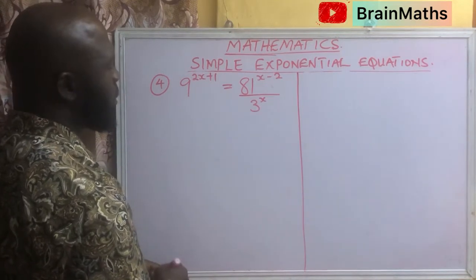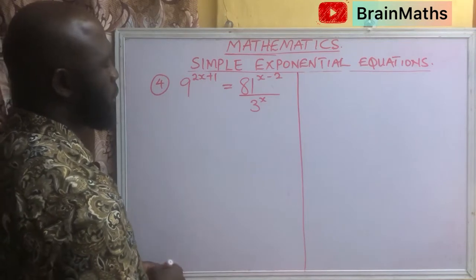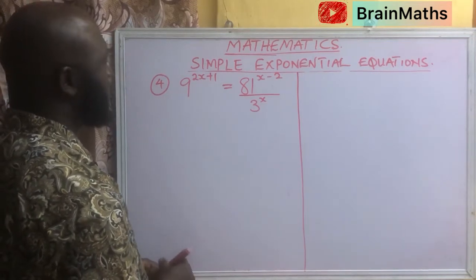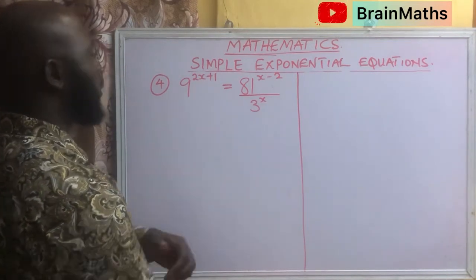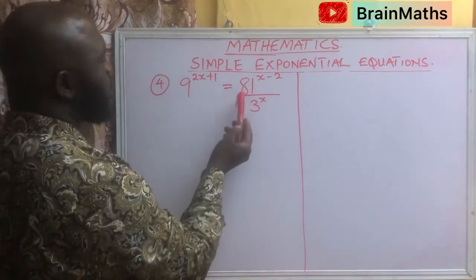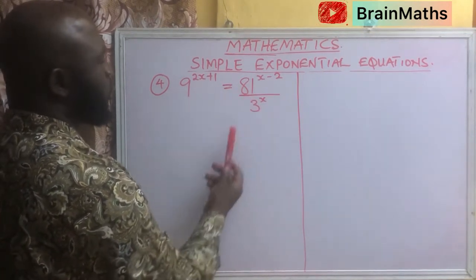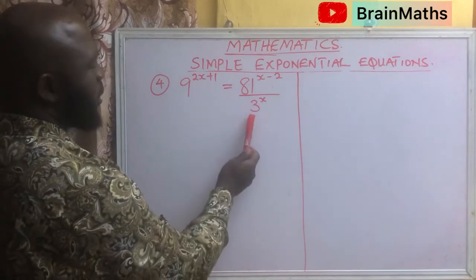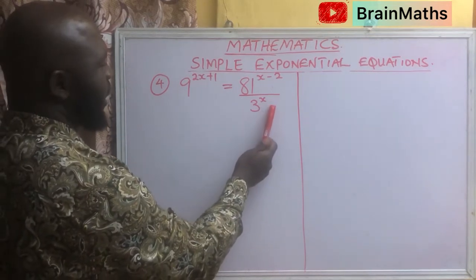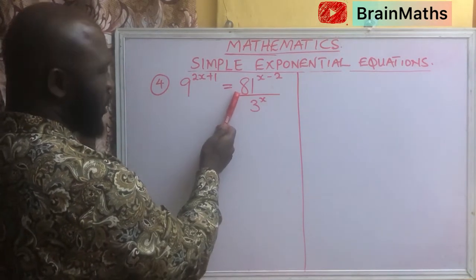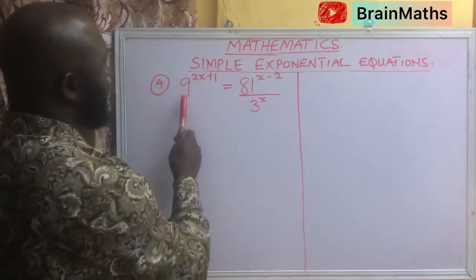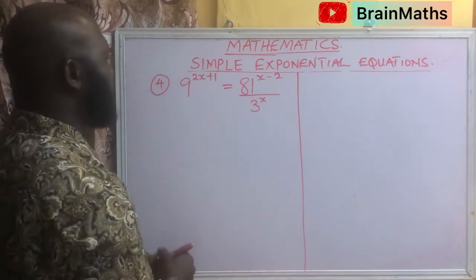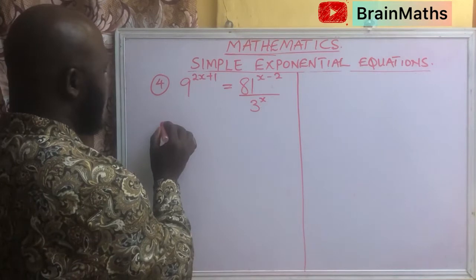Question number 4 says 9 raised to power 2x plus 1 equals 81 raised to power x minus 2 divided by 3 raised to power x. Now, in order to solve this, we need to rewrite all these base numbers to look alike. And the smallest of them is 3 raised to power x. We can write 81 as 3 raised to power 4. We can write 9 as 3 raised to power 2. So let's quickly do that.